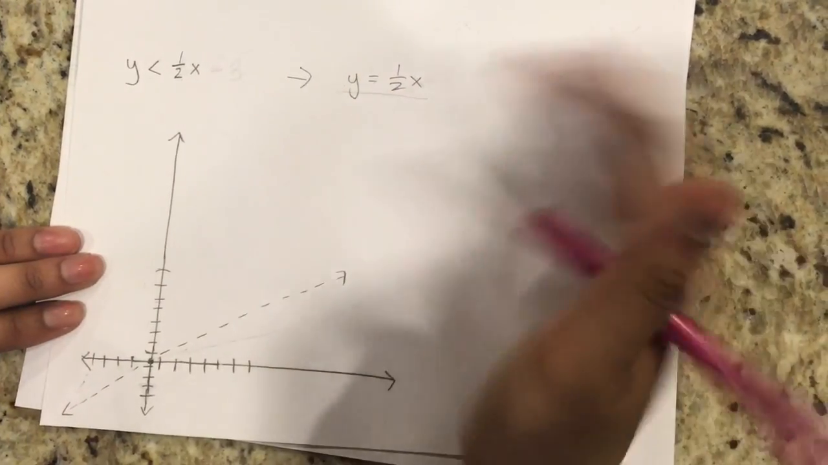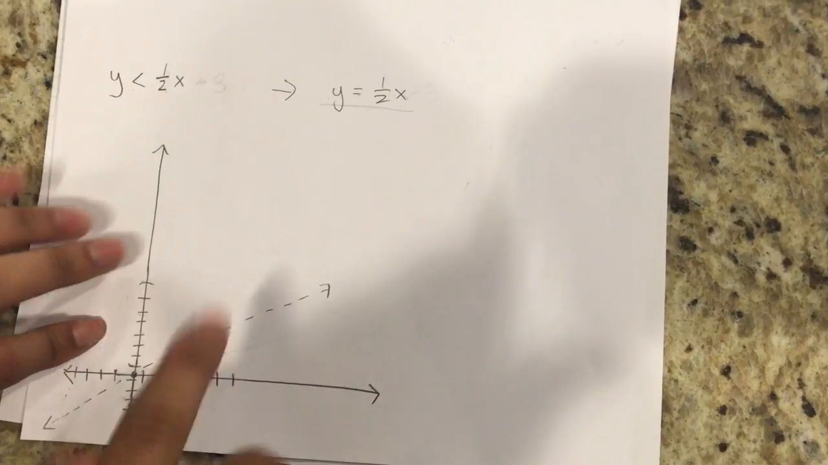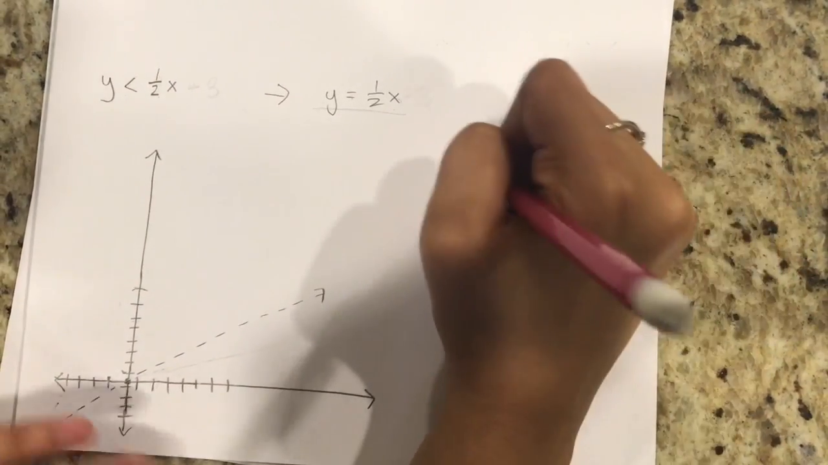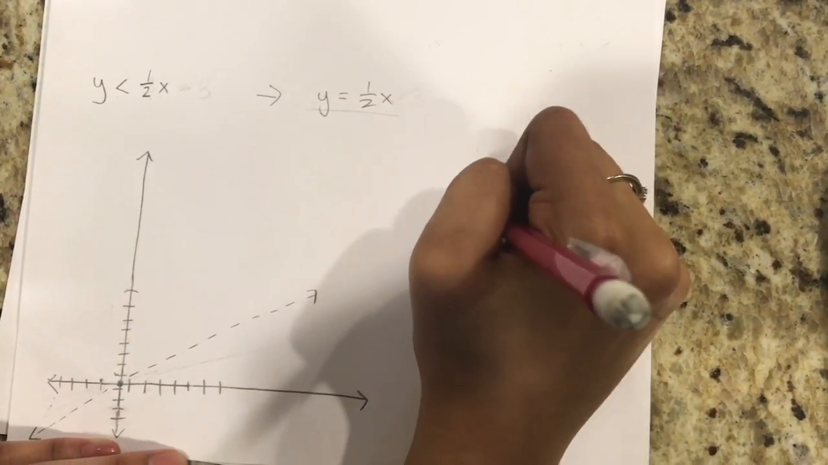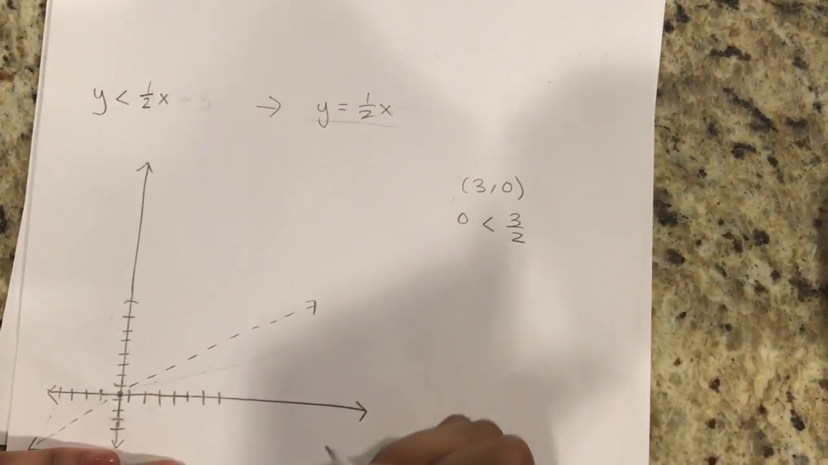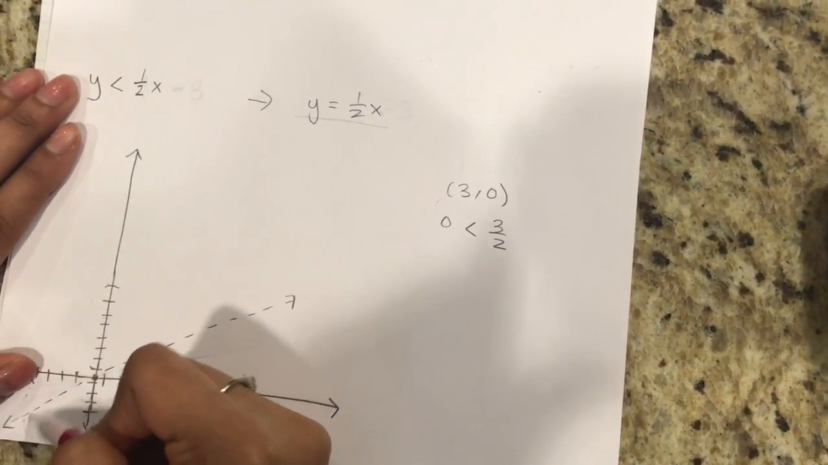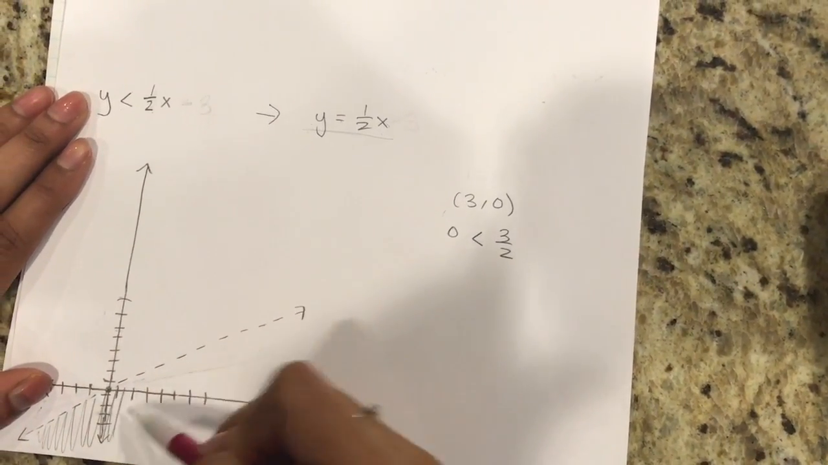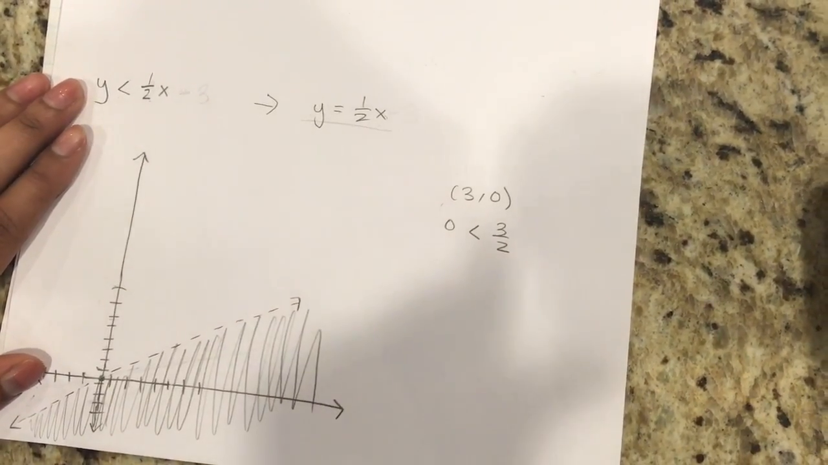Then use a test point to test whether or not it's above the line or below the line. So let's use the test point 3, 0. So 0 is less than 3 over 2. Because this is correct, we know that the answers lie beneath the line. So you just shade the region below the line. And that's how you do this problem.